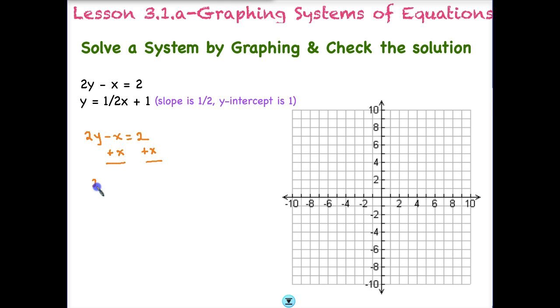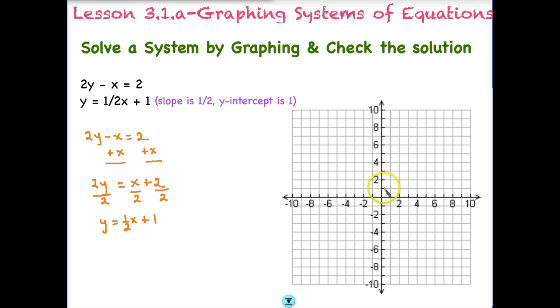On the left side now, I'm just left with my 2y, and on the right side, I'm going to have x plus 2. Finally, I'm going to divide every term by 2. 2 divided by 2 is 1 or 1y. And then x divided by 2 is the same as 1 over 2x. 2 divided by 2 is 1. So now I have my equation, and you can see that my slope is 1/2, and my y-intercept is 1.